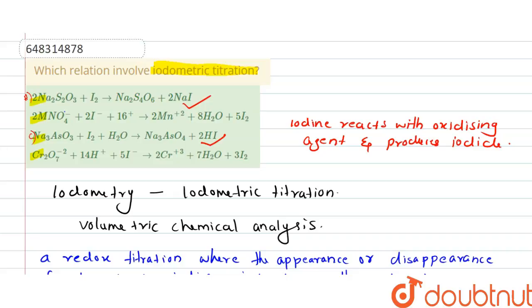Option B and D are the iodometric reactions. So option B and D are the wrong ones.